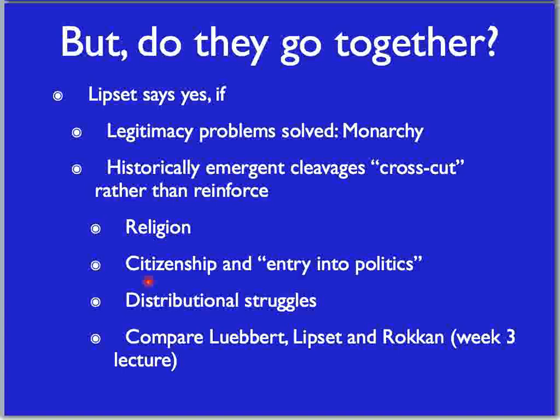What Lipset suggests is that when religion is overlaid on class struggles, or when issues of who gets to vote and citizenship are overlaid on class struggles, democracy will have a much harder time establishing itself. And if you compare Lubert and also the Lipset and Rokkan argument that we talked about last week, you'll see that both of those rely on these three cleavages and investigate the effects of their overlapping or not overlapping.